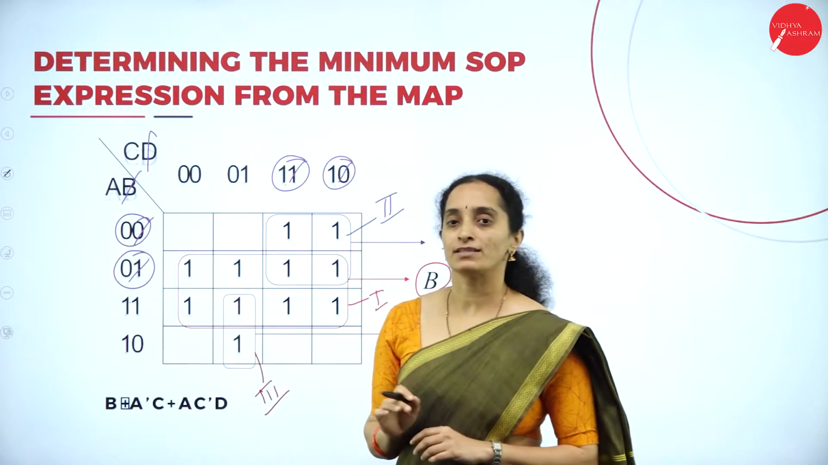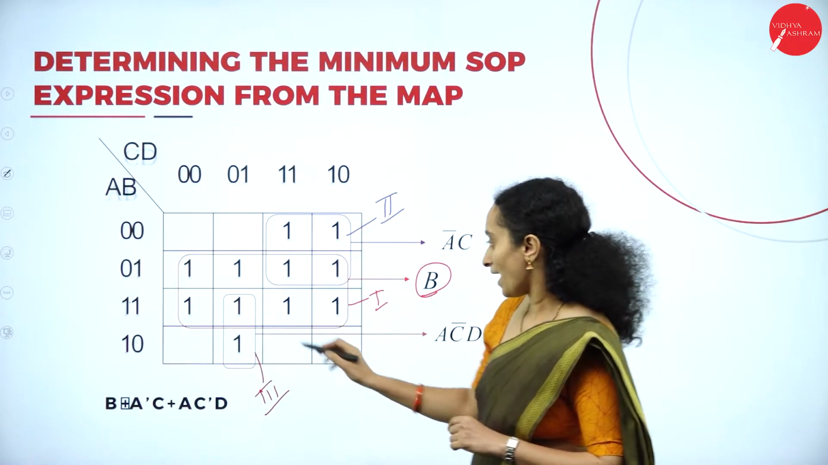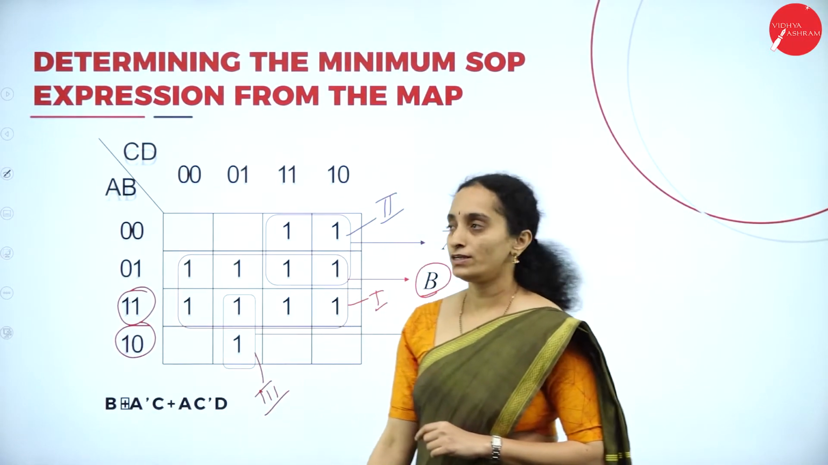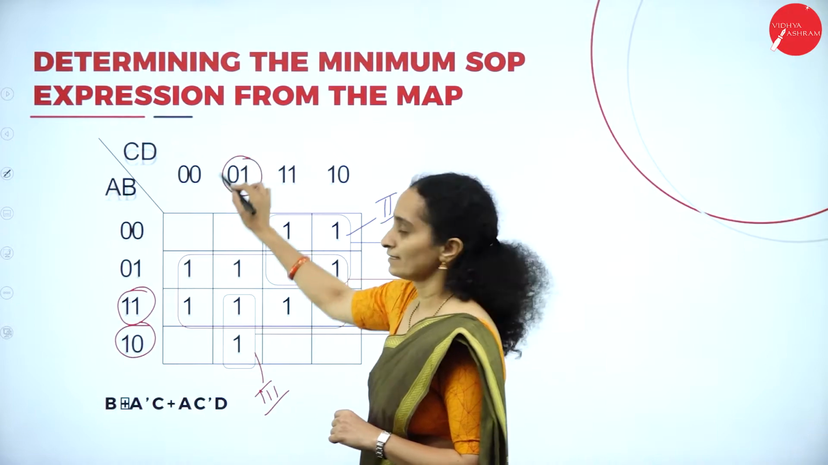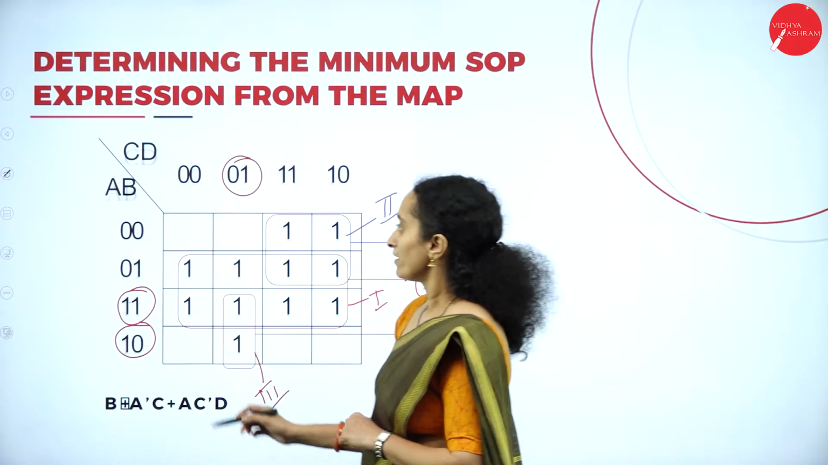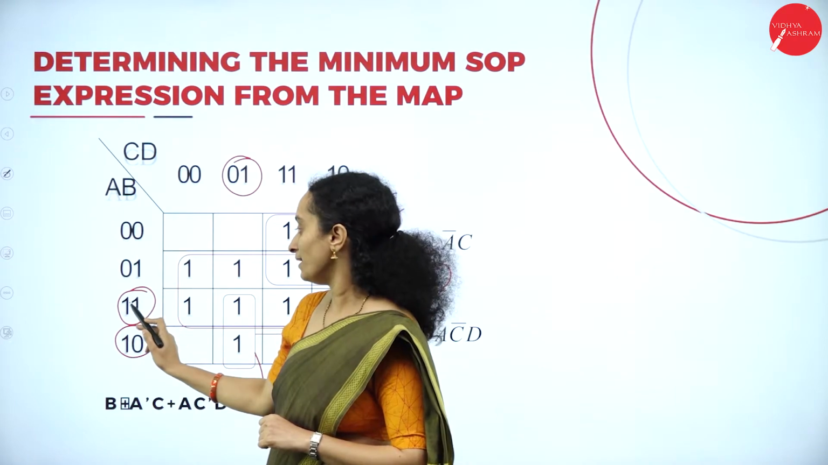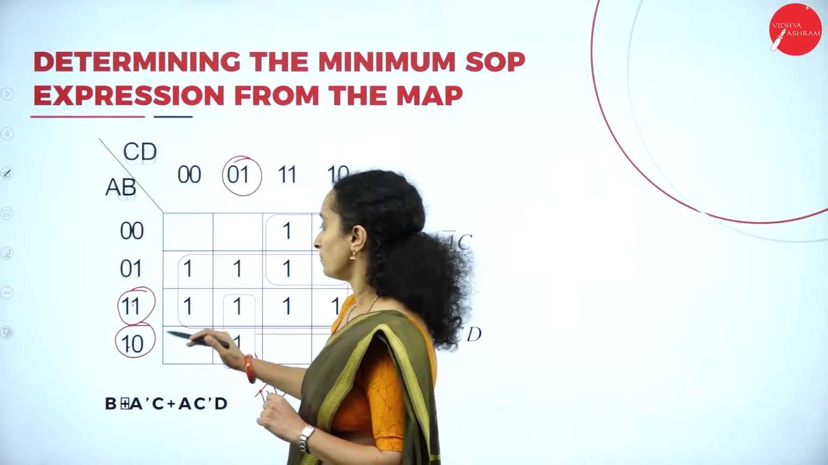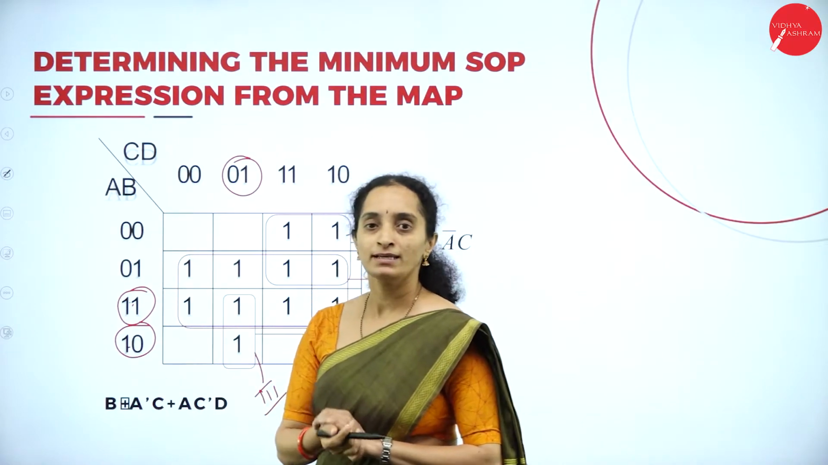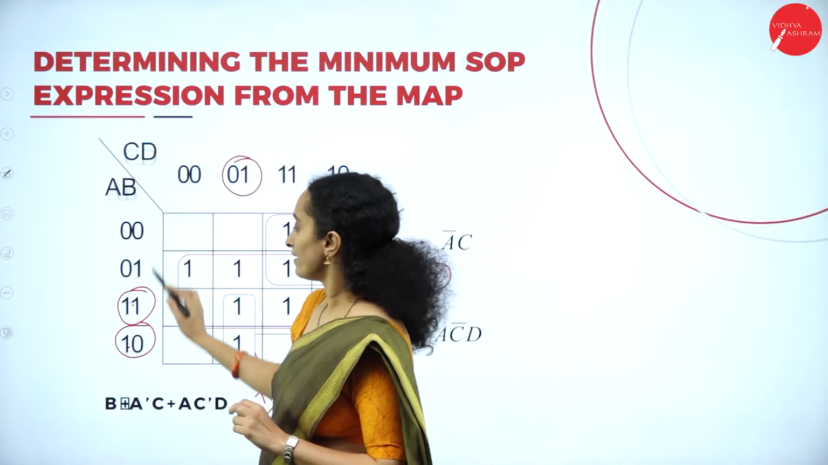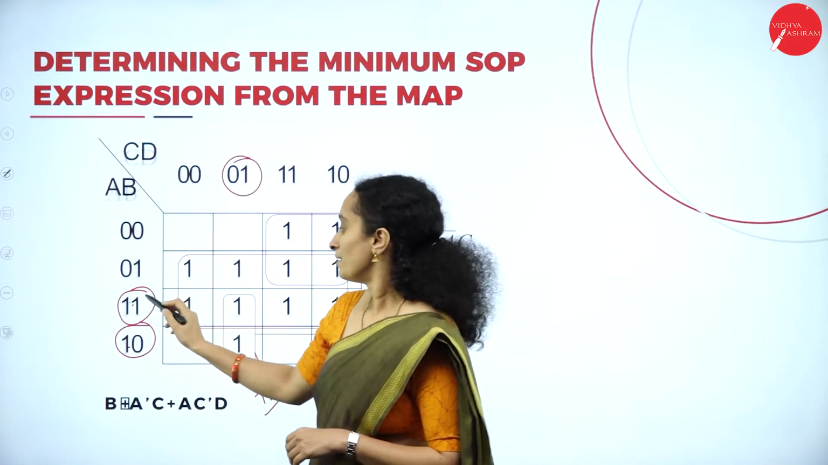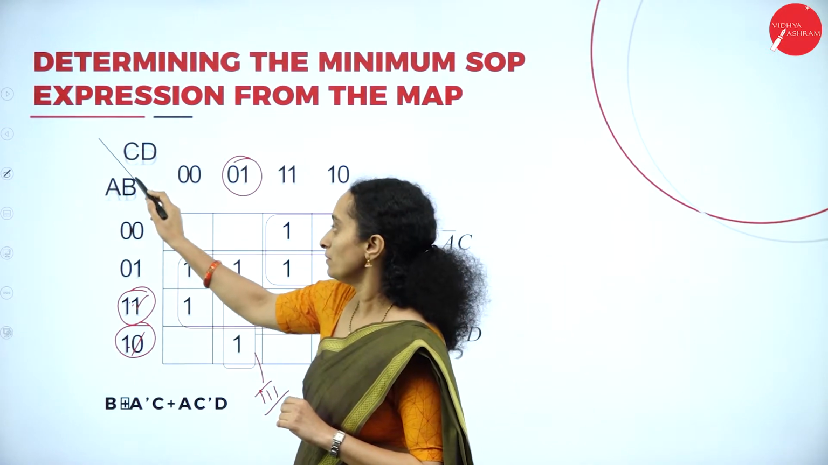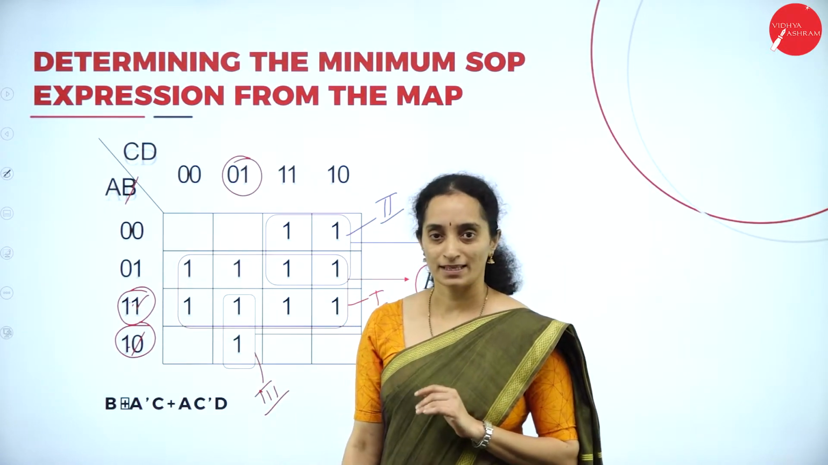Now let us check with the third group. The third group has two ones. The variables you need to check are this and this one. Okay. When you look at the variables A and B, A is having only non-complement form in both the ones. So A can be kept. When you look at the variable B, B is changing the state, complement and non-complement form. So the variable B is cancelled.